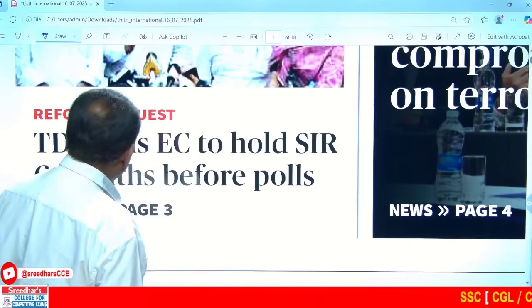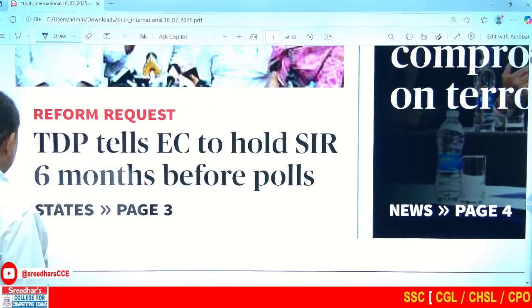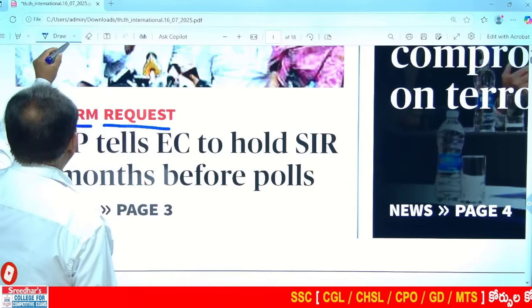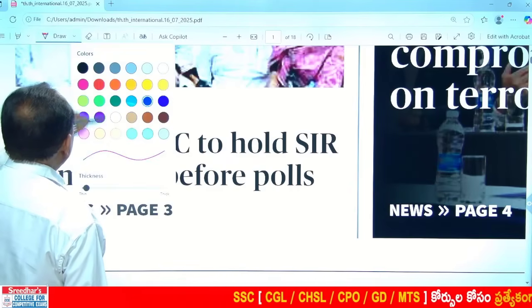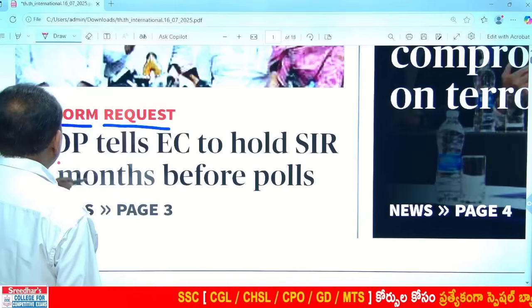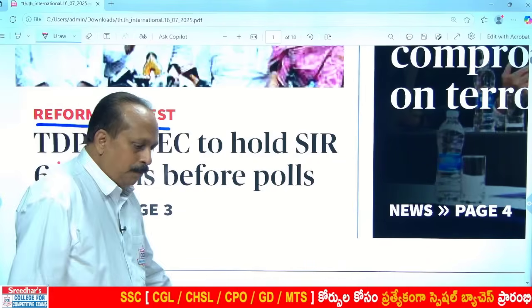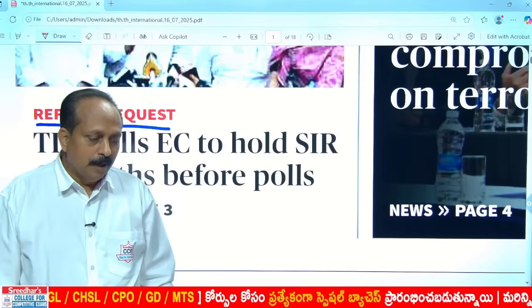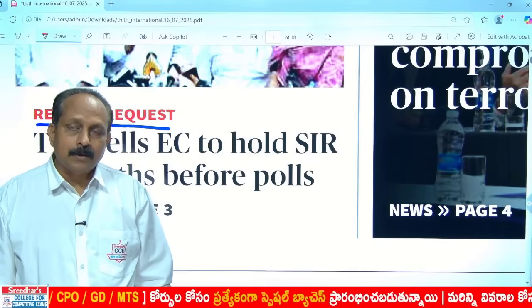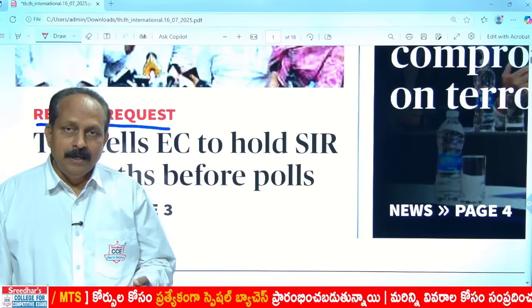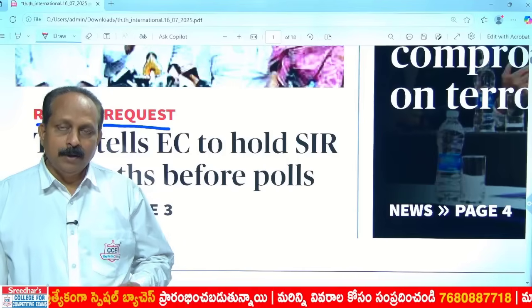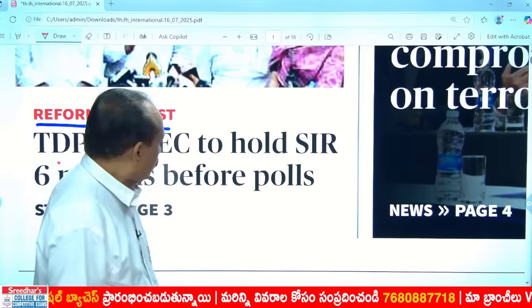Let us start with the snippets. The very first one, reform request. There are two words here. One is reform, the other one is request. Usually I tell students that when it comes to one particular word, you should think of related words. Request, what are the other words you have to think of? Urge, plead, request. Urge also means request, but it goes with a formal situation.